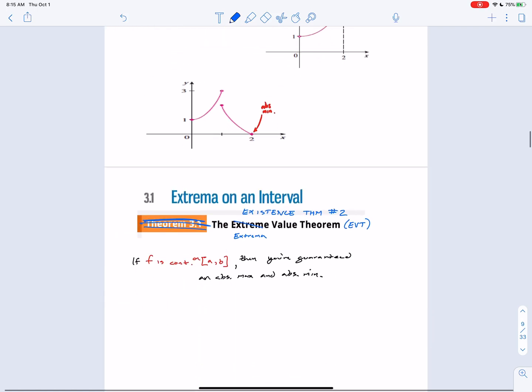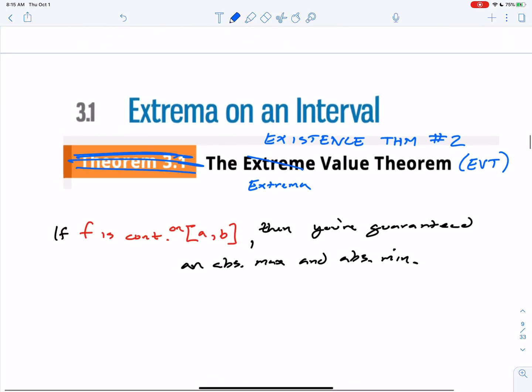So here you go. Here's existence theorem number 2. It's called the extreme value theorem, but I want you guys to just think of it as the extrema value theorem so that you can remember that extreme value theorem is really just referring to the absolute extremas, okay? Now, we call it the existence theorem number 2 because you're just trying to prove that it exists. We don't necessarily care where it happens for now, okay? We just need to be able to prove that you're guaranteed to have it. It's guaranteed to exist, okay?